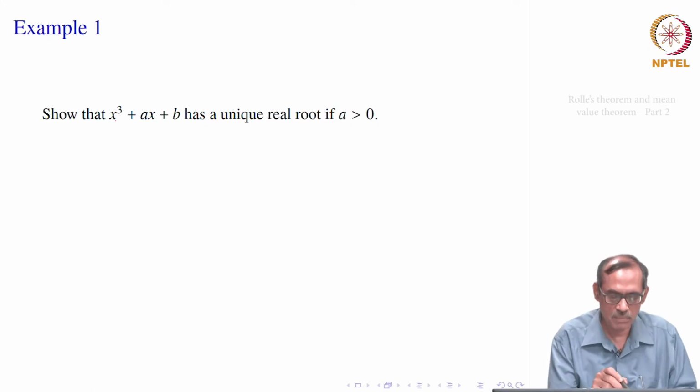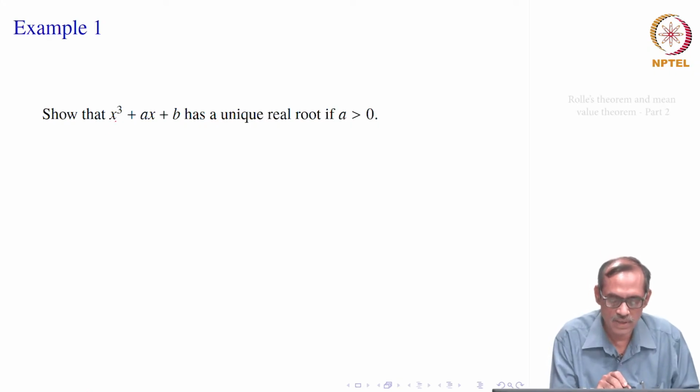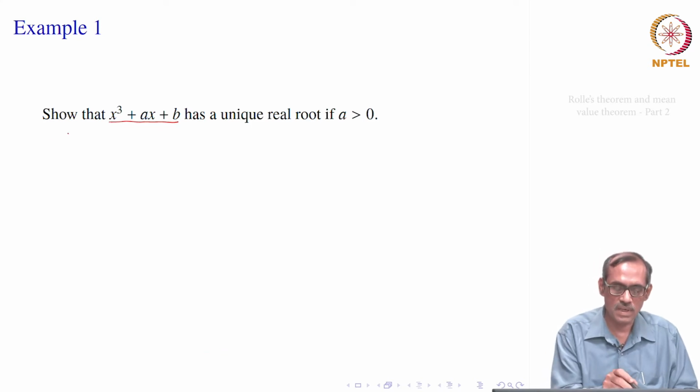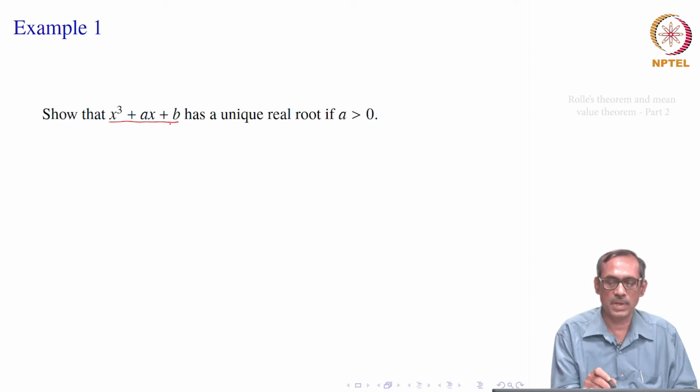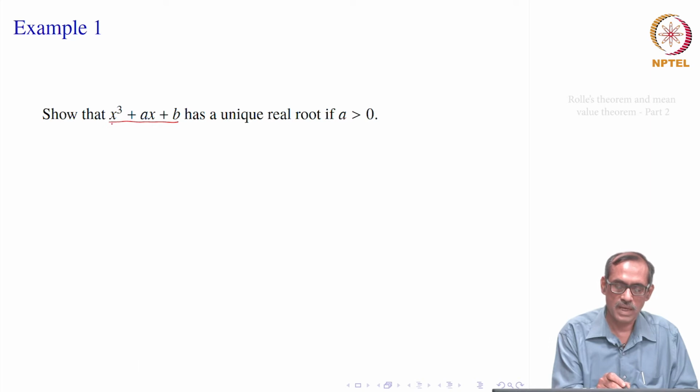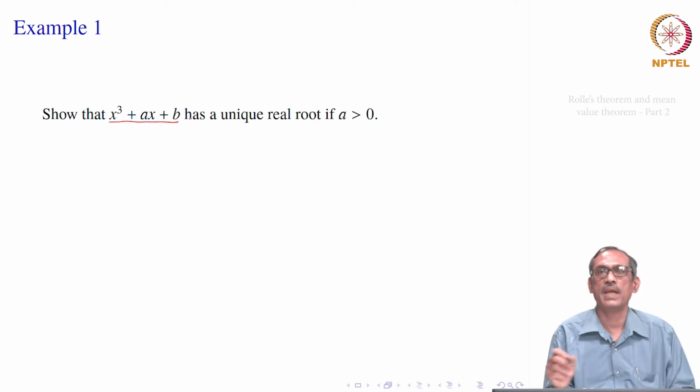So, our first example is, suppose we take a function defined as f of x equal to x cubed plus ax plus b, but we do not pose it as a function now. We pose it slightly differently. We say that x cubed plus ax plus b, this cubic polynomial, has a unique real root if a is greater than 0. That means we consider the polynomial x cubed plus ax plus b where a is greater than 0. We will show that it has a unique real root.